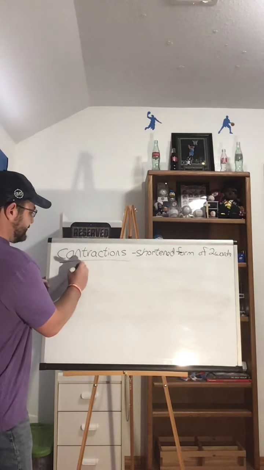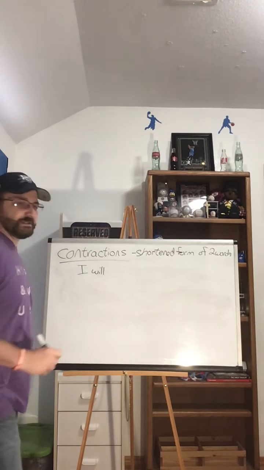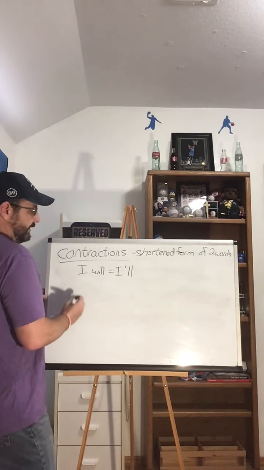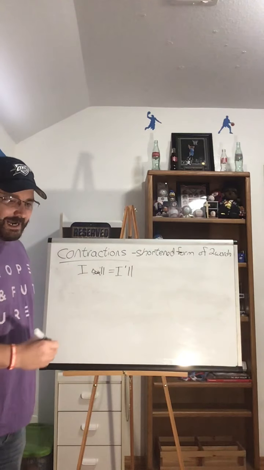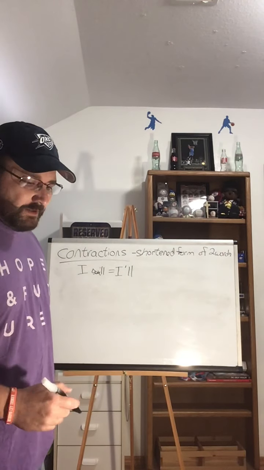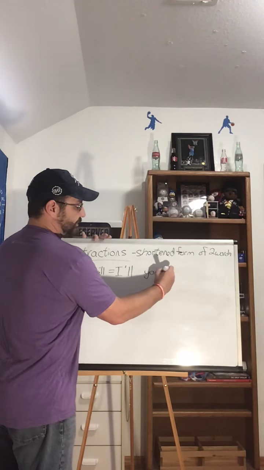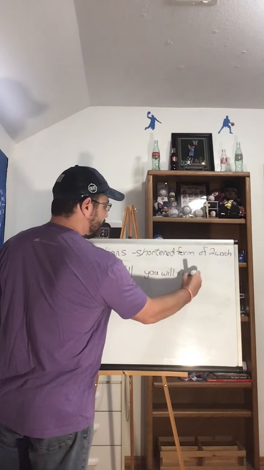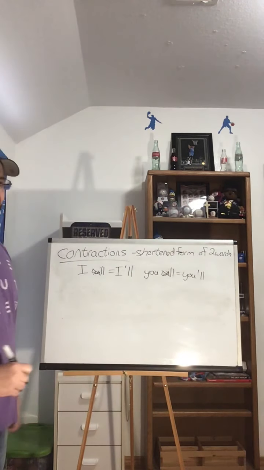So on our paper, it would be I and will put together would equal I'll, I apostrophe L-L, where the apostrophe takes the place of the W and the I. Another one would be he'll and she'll and they'll and we'll. Those are all part of them, and even you'll too. I don't know why, I like you will, but I think it's awesome. So you will is equal to you'll, Y-O-U apostrophe L-L. Again, it takes the place of the W and the I.